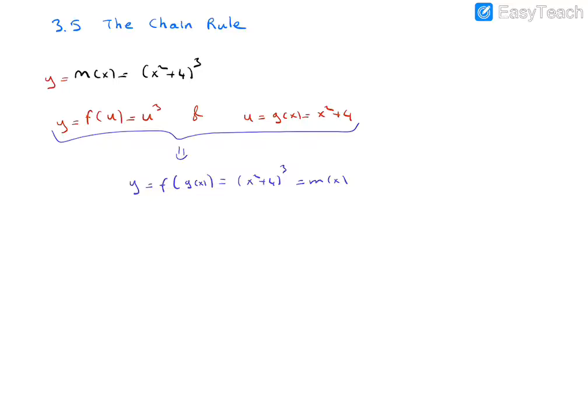So the chain rule enables us to compute the derivative of a composition function in terms of the derivatives of the functions making up the composition. So when we calculate the derivative of m of x, this is the derivative of f composition g of x. So we can write this derivative by using the derivatives of f and g.